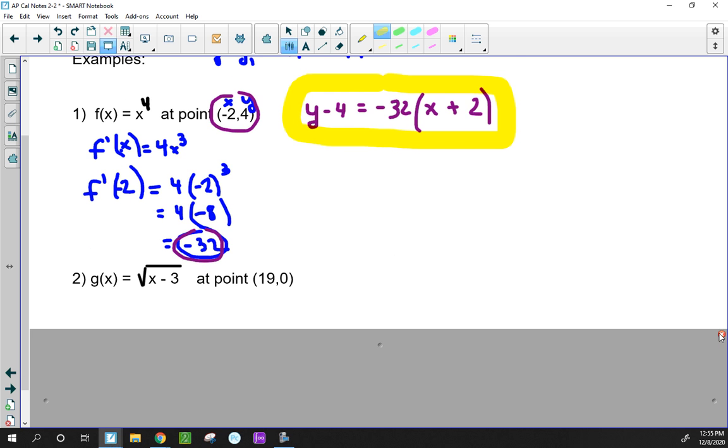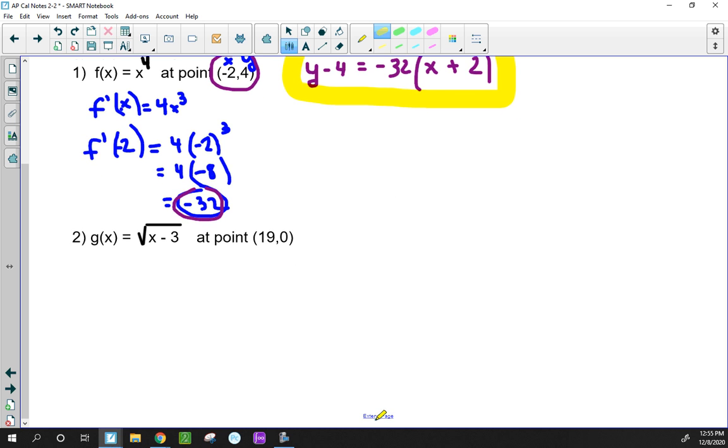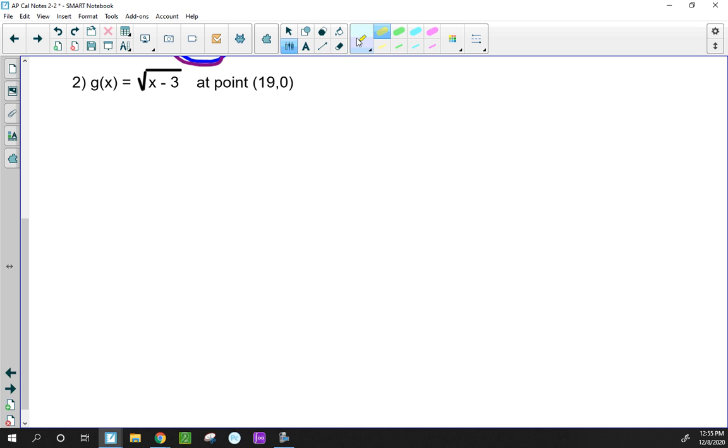Okay, let's take a look at example 2. Right now we see g of x is equal to the square root of x minus 3, and we're trying to find the tangent line at the point 19, 0. So we need a slope, and we need a point. We already have the point. Just jot it back down. The slope we're going to have to find.